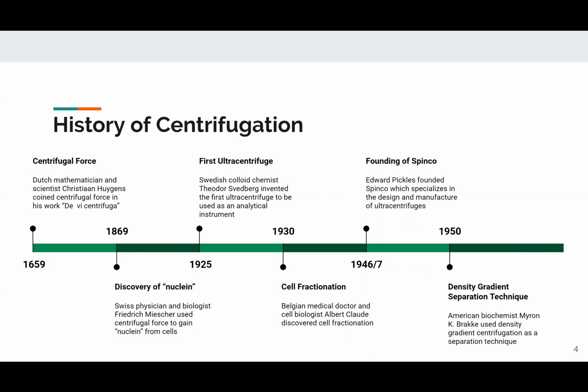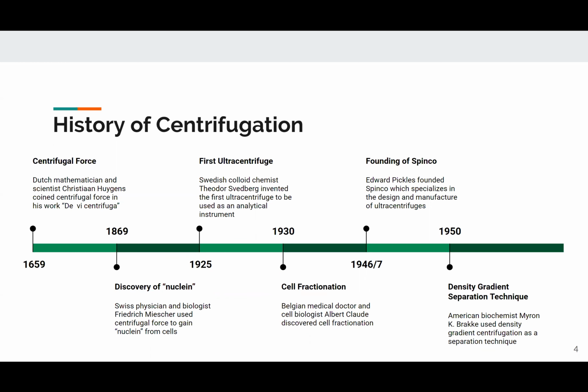Here's a brief history of centrifugation throughout the years. The concept of centrifugal force was coined in 1659, and the first use of centrifugal force within a laboratory setting was not until 1869, when Friedrich Miescher isolated the nuclein from cells. Theodor Svedberg developed an ultracentrifuge to be used as an analytical instrument in 1925. Shortly after, Albert Claude utilized centrifugation to separate cell contents that remained intact in the process of cell fractionation. Ultimately, the design and manufacturing of ultracentrifuges became commercialized in 1946 and 1947, when Edward Pickels founded Spinco.